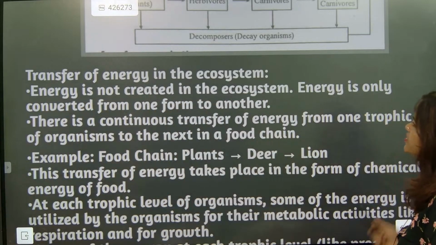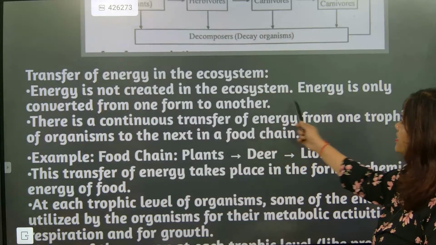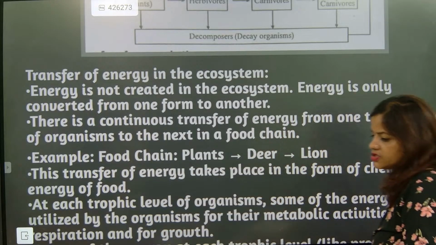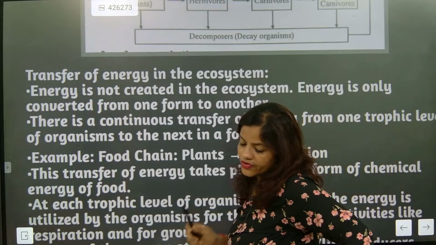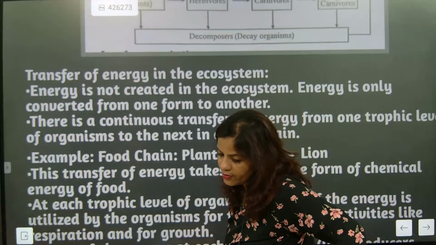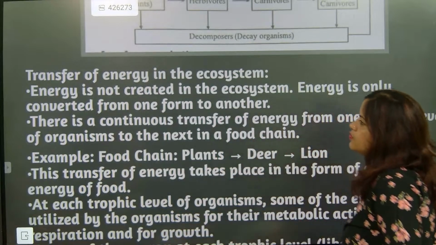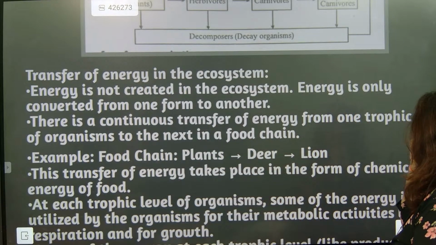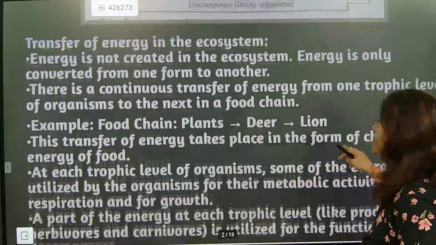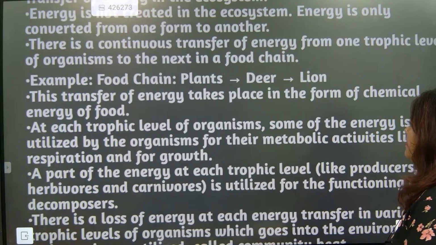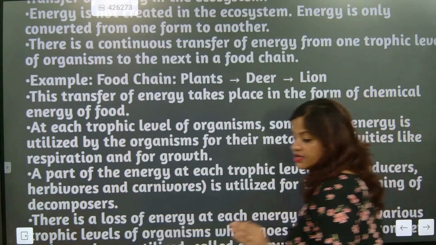So transfer of energy in the ecosystem: energy is not created in the ecosystem. Energy is only converted from one form to another. That's the most important answer. So we cannot create energy. We can only transfer the energy from one form to another form. This is one of the most important parts. So there is continuous transfer of energy from one trophic level to another trophic level in the food chain. So we are not creating energy.